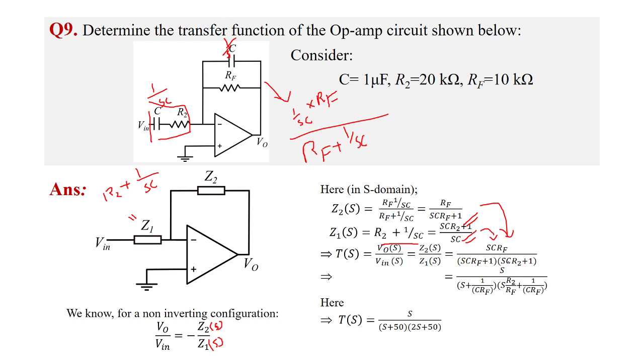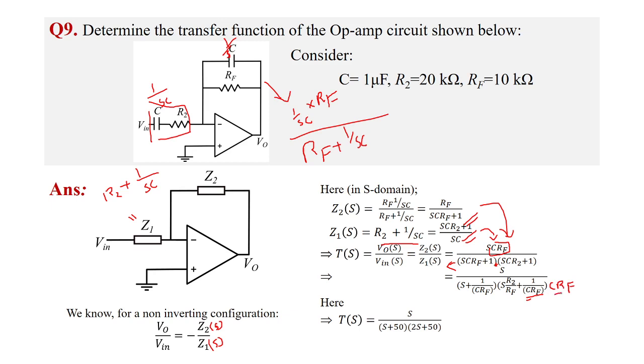Okay, so what I did is, I just took CRF from both. So S by S plus 1 by CRF into S into R2 by RF plus 1 by CRF. So I just took CRF from both the terms outside. So I guess there is a mistake. There will be one CRF also here. Okay, so there's a mistake here.